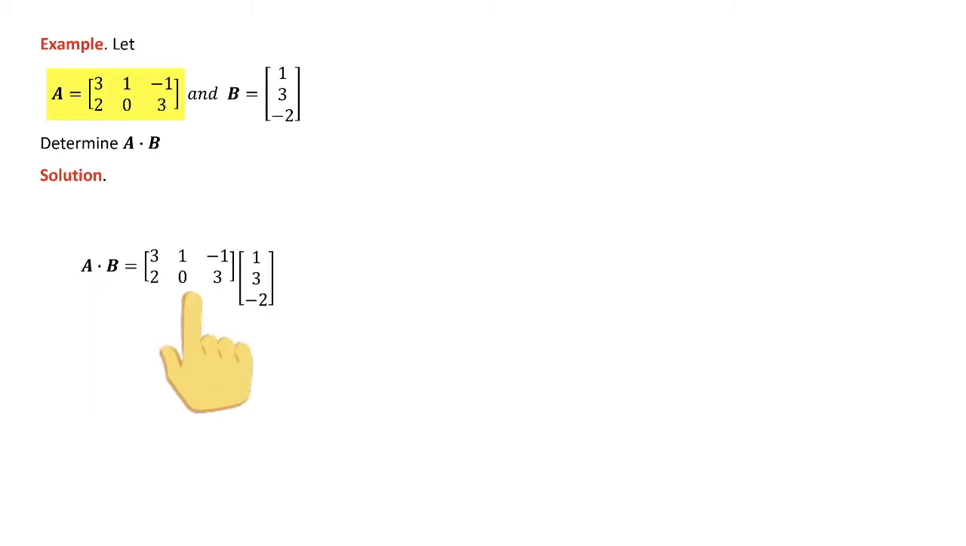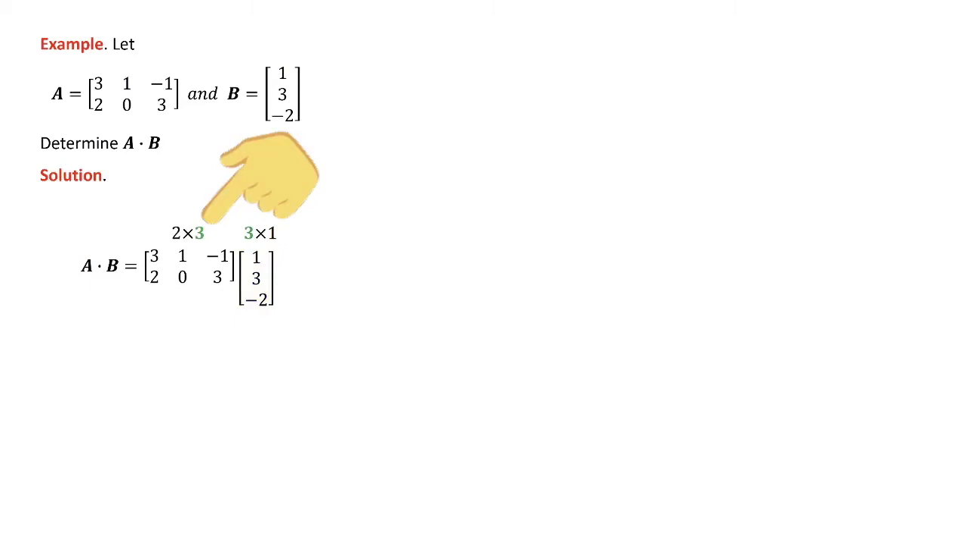A times B, there's A, there's B, okay? So this is a 2 by 3, right? That's the new feature. I have 2 rows, and I have 3 columns, right? 2 by 3. Here we have a 3 by 1. 1 row, 2 row, 3 rows, 1 column.